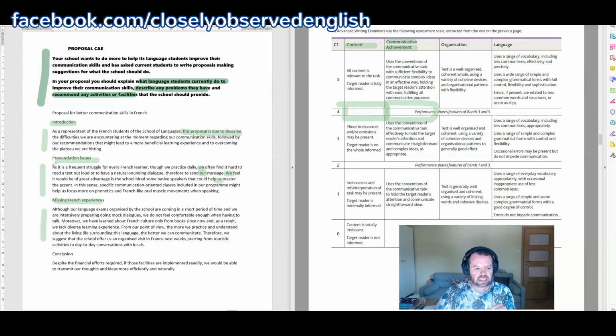"I like this one, as it is a frequent struggle for every French learner, though we practice daily. We often find it hard to read a text out loud or to have a natural sounding dialogue, therefore to send our message." That's generally speaking a good sentence. This last clause, "therefore," needs a linking word, maybe "and therefore to send our message." It's just missing that one little thing. "In this sense," I think that's about right as a link for the idea. Maybe "in this way" or "by this means." That would work as well.